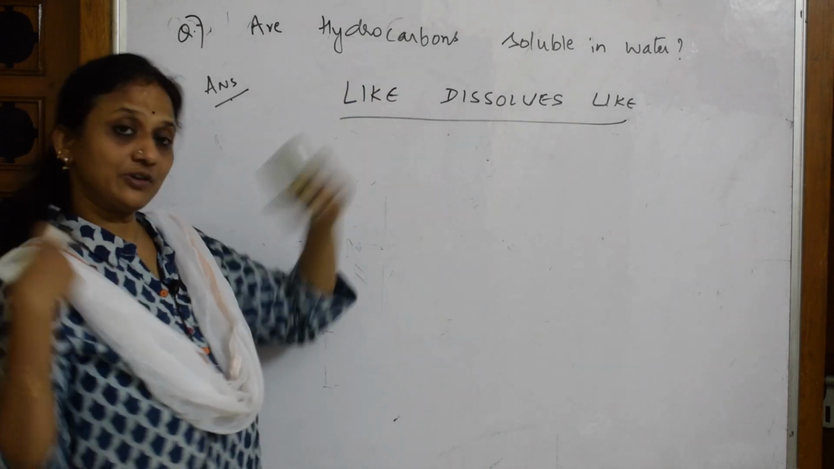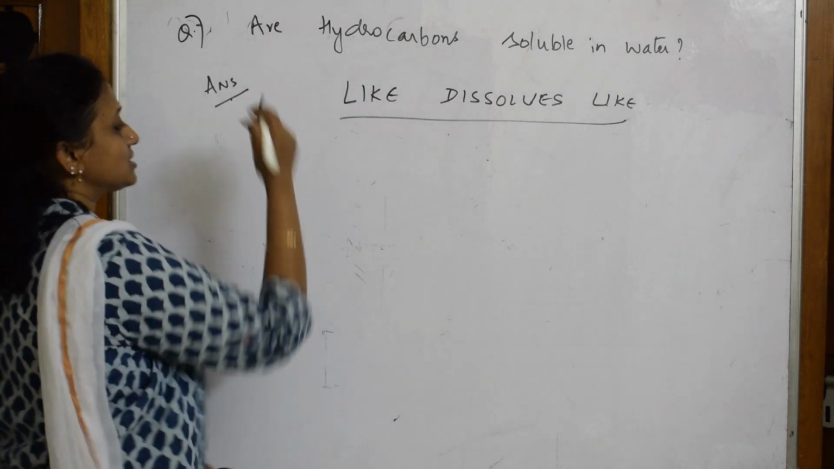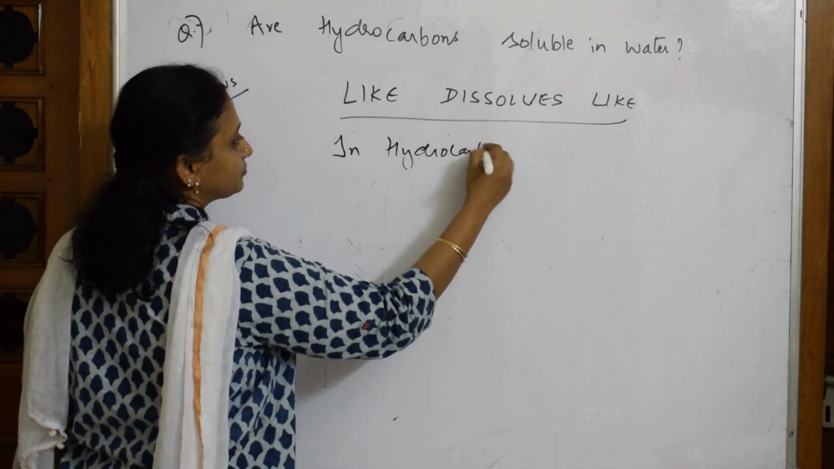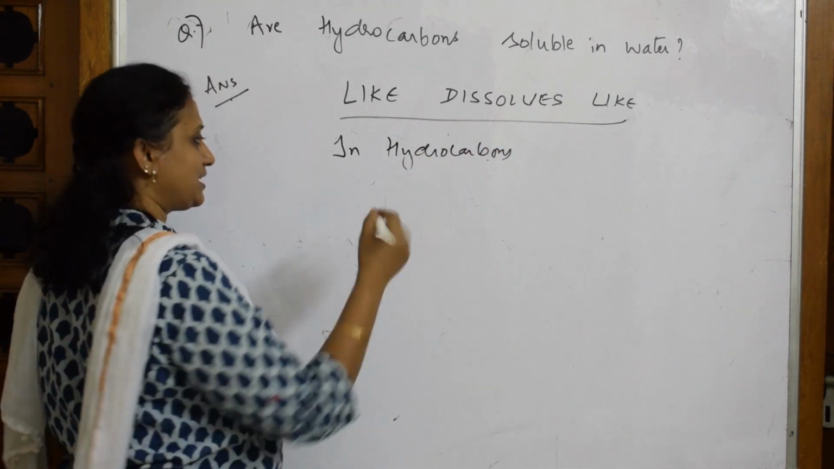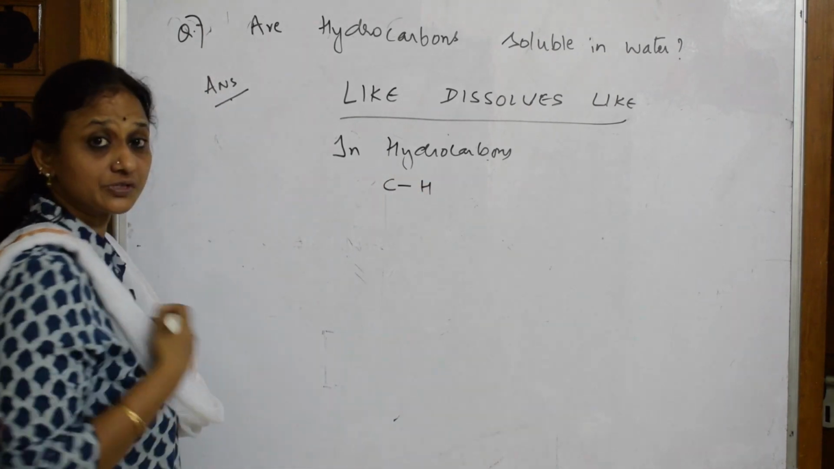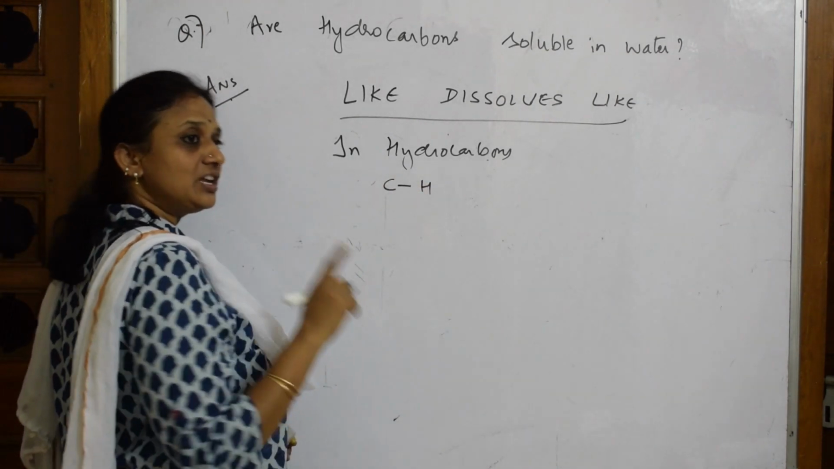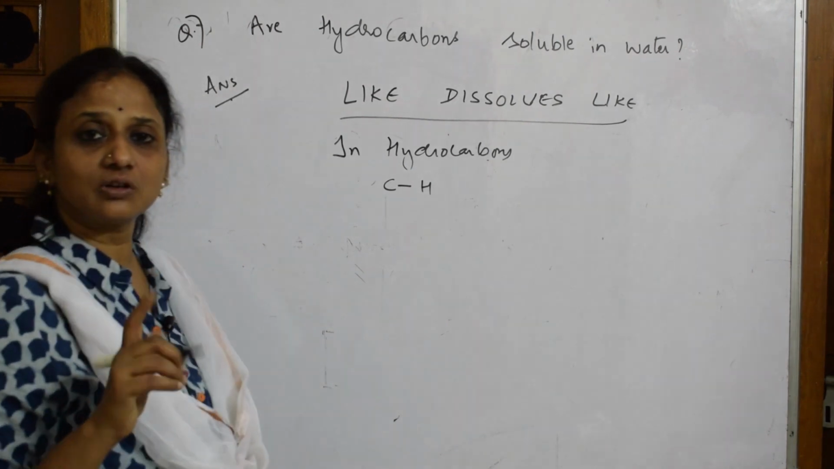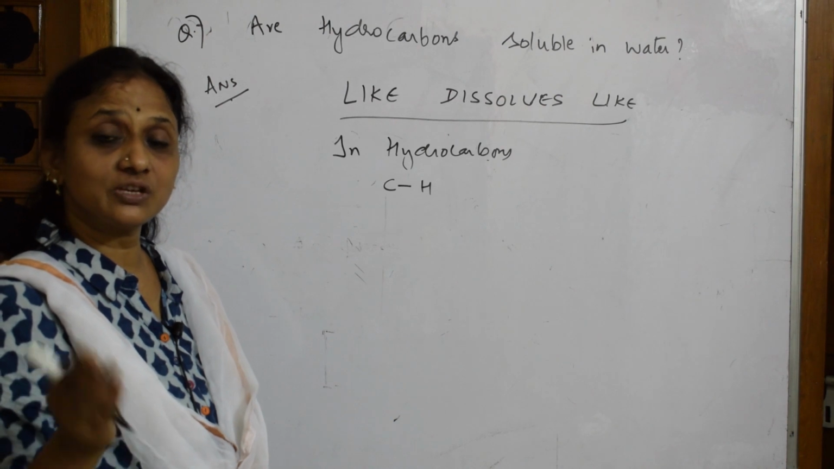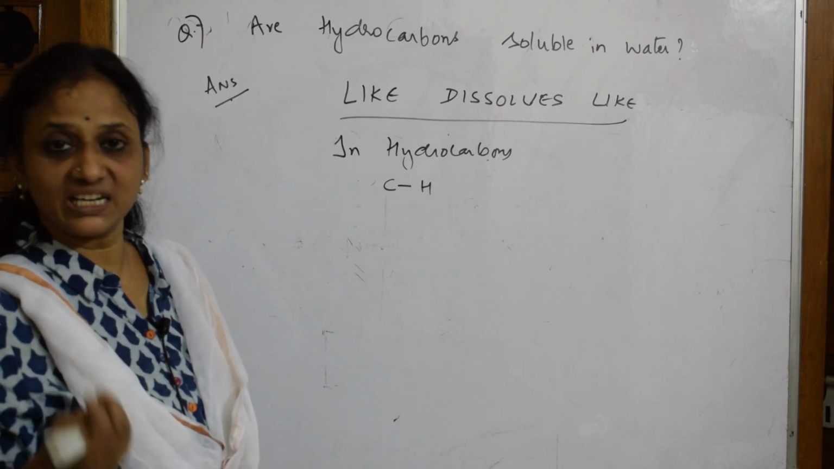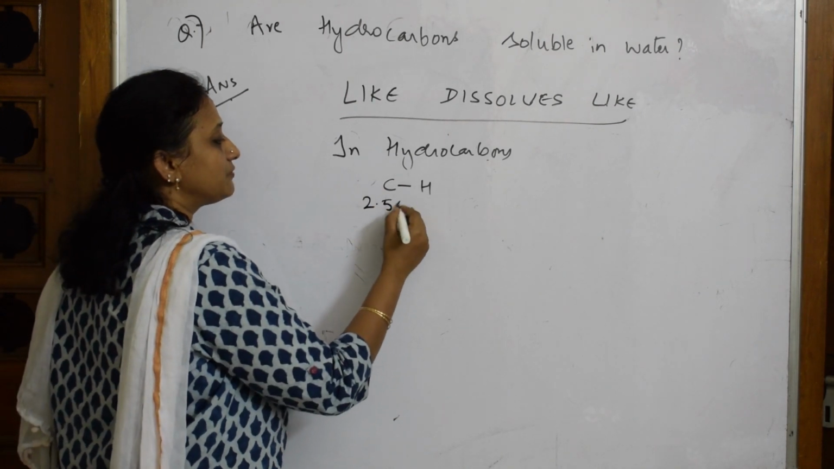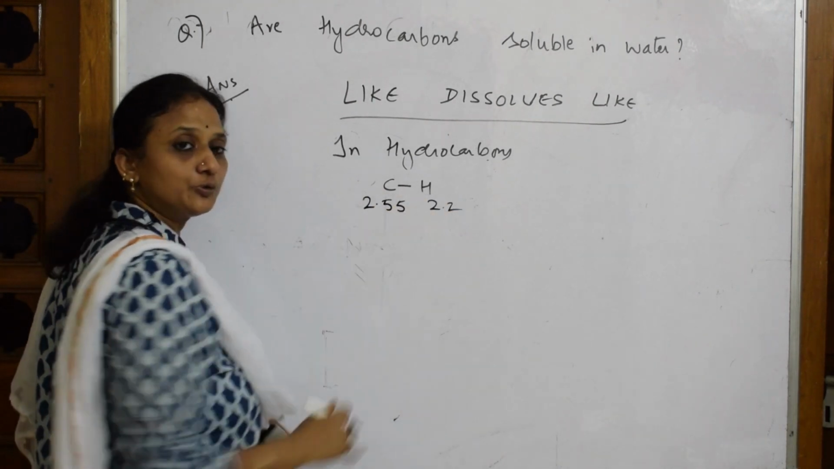So what is the concept in hydrocarbons? Let us take one example, any example. This is a hydrocarbon chain, and here you have hydrogens. When does this molecule dissolve? When it breaks up into ions, isn't it? And when does that happen? When you have a difference in electronegativity. The electronegativity of carbon is 2.55, and for hydrogen it is 2.2.